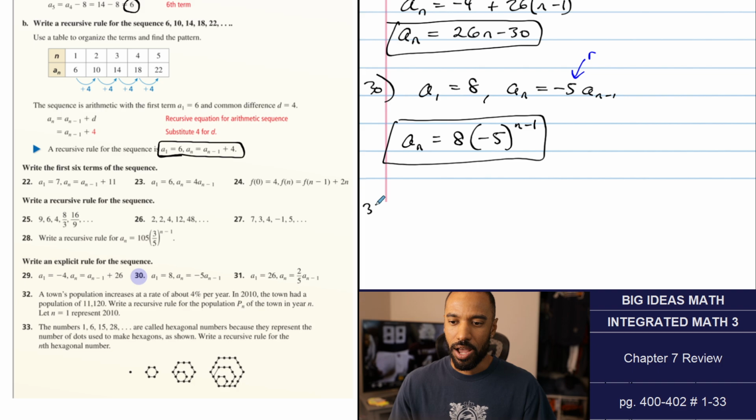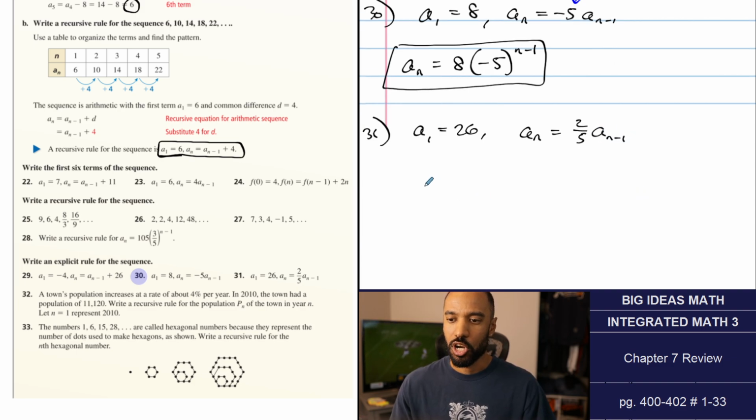And then number 31 is also a geometric sequence, just with a common ratio that's a fraction. Okay, first term is 26, and it's times 2/5 the n minus 1 power.